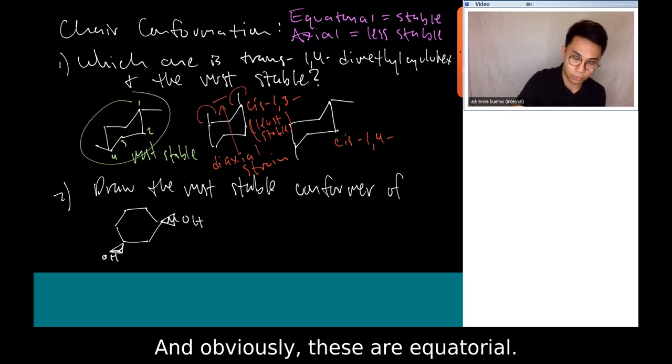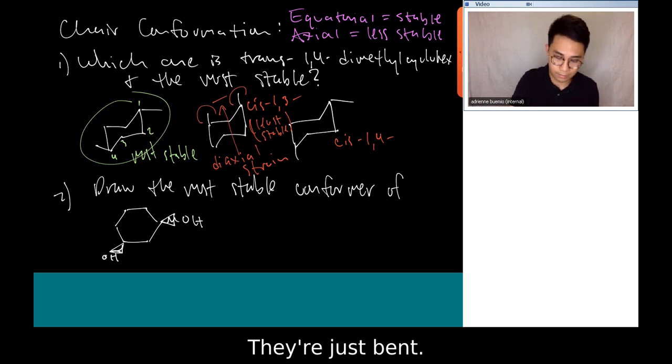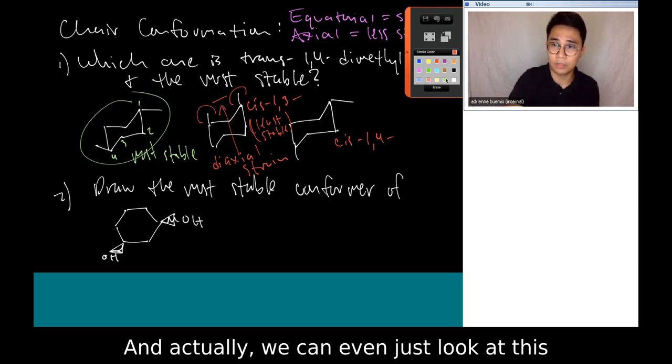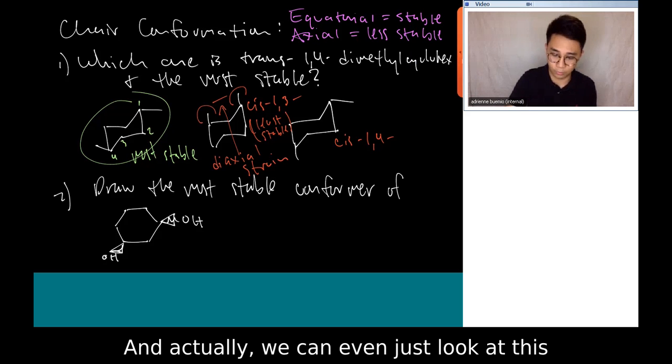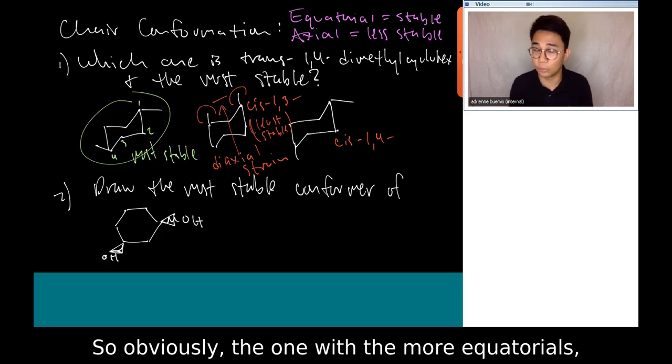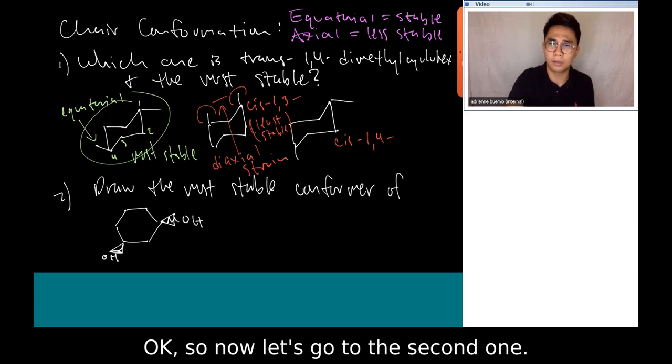And obviously these are equatorial, and this is what they look like. They're not straight to the side. They look like this. They're just bent. They're equatorial. So equatorial, and actually you can even just look at this has one axial, one equatorial. This has two equatorials. So obviously the one with the more equatorials, the more stable. Okay, equatorial.